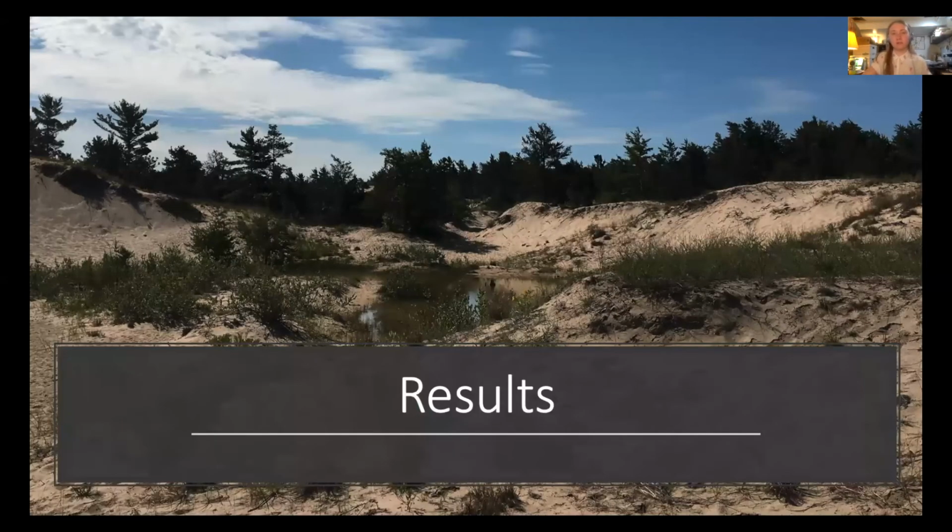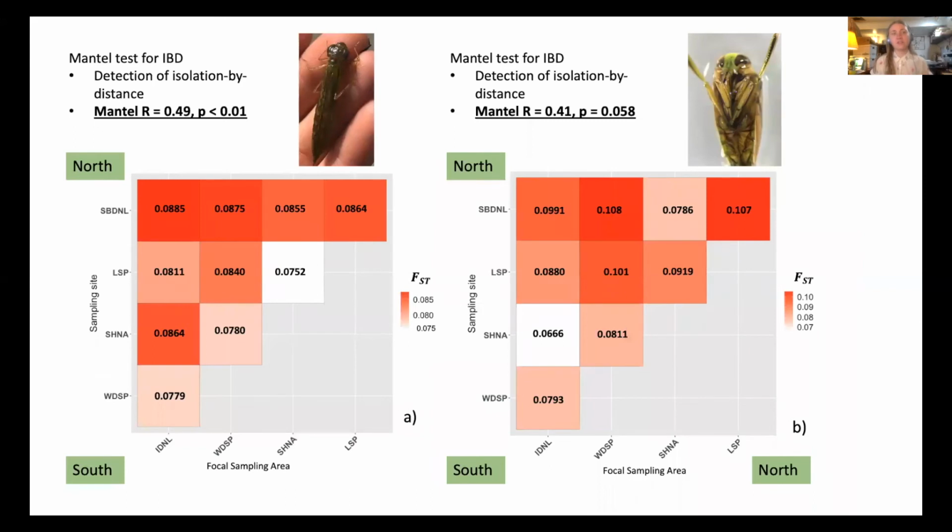So for our results, for Anax junius, our high disperser, we did observe a significant relationship between FST, or genetic differentiation between subpopulations, and geographic distance. So essentially, with increasing geographic distance between our subpopulations or focal sampling areas, we see a higher degree of genetic differentiation. With our intermediate disperser, we did not observe a significant isolation by distance relationship, but we did generally observe a trend of increasing FST with increasing geographic distance between our focal sampling areas.